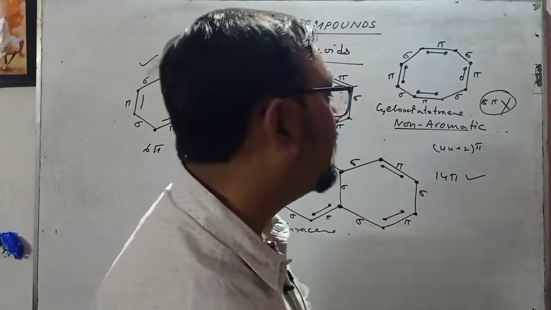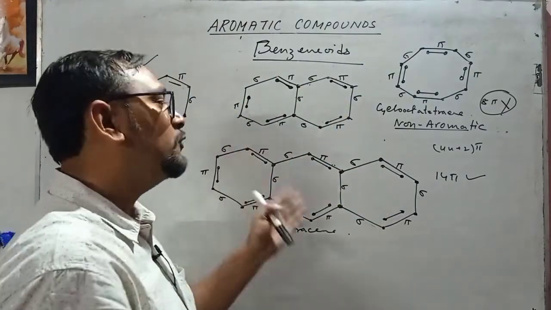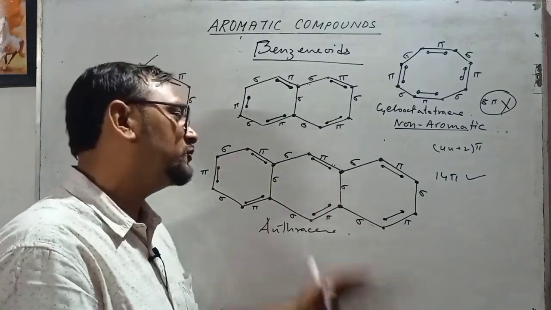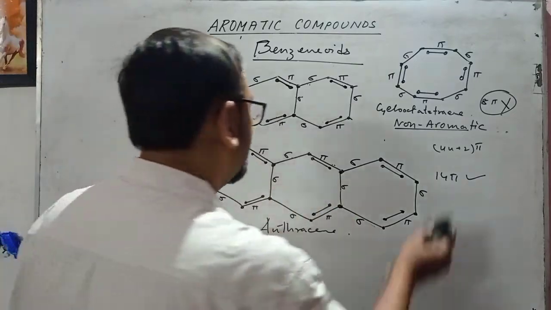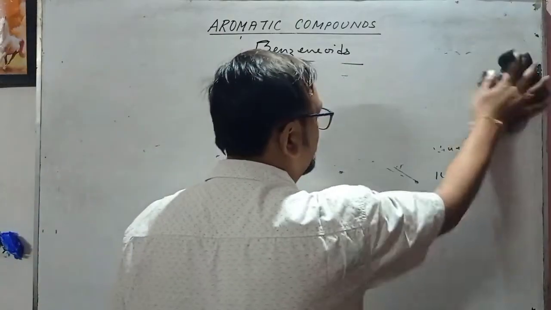So these are benzenoids. I hope it is clear now. I have taught you what benzenoids are, and at the same time I also taught you where to place the bonds. Clear all of you? So let us discuss the non-benzenoids part.